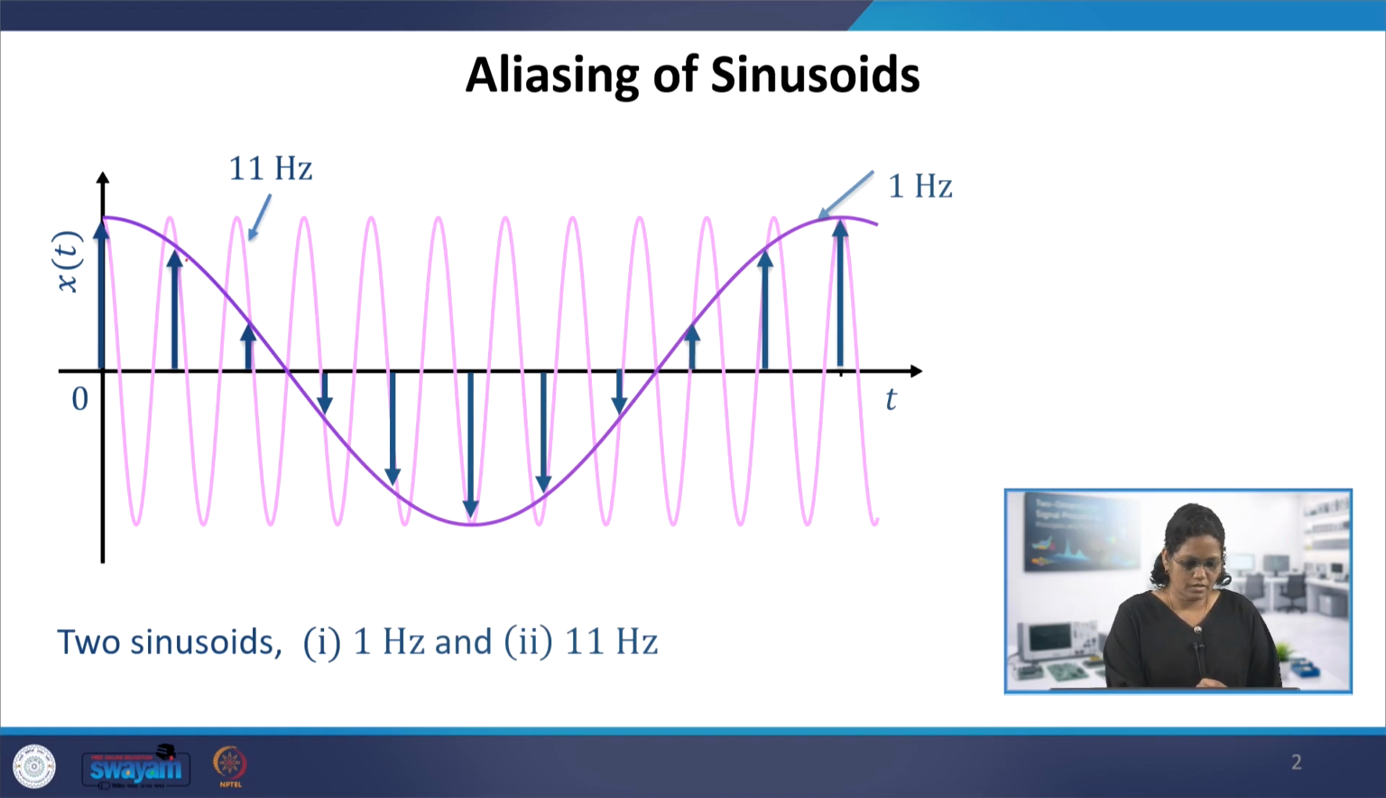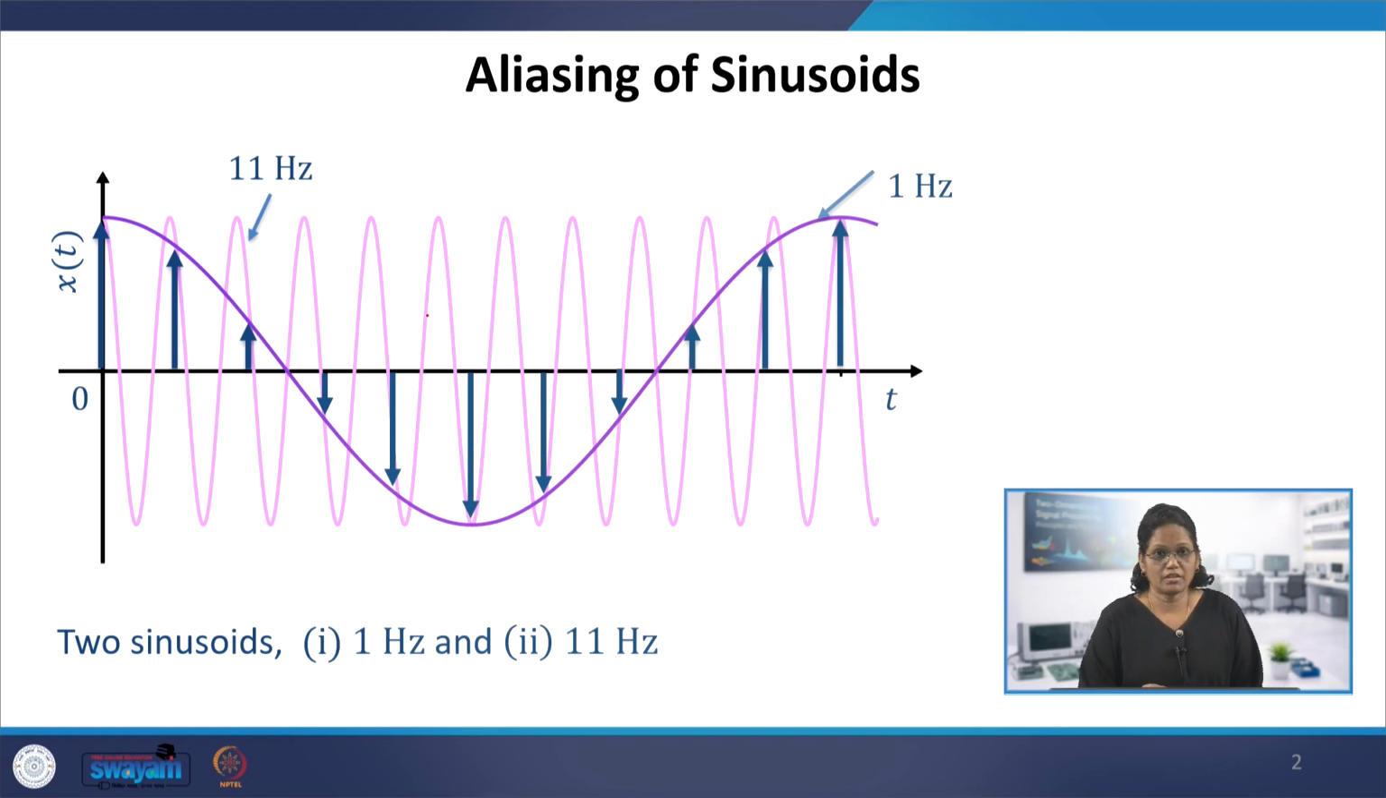So these samples will be common for both sinusoids if you sample at a particular rate in which the difference of these two, 11 Hertz and 1 Hertz, is Fs, or an integer multiple of that Fs. So if it is sampled at 10 Hertz, then we would get samples like this. Those are part of 1 Hertz as well as 11 Hertz.